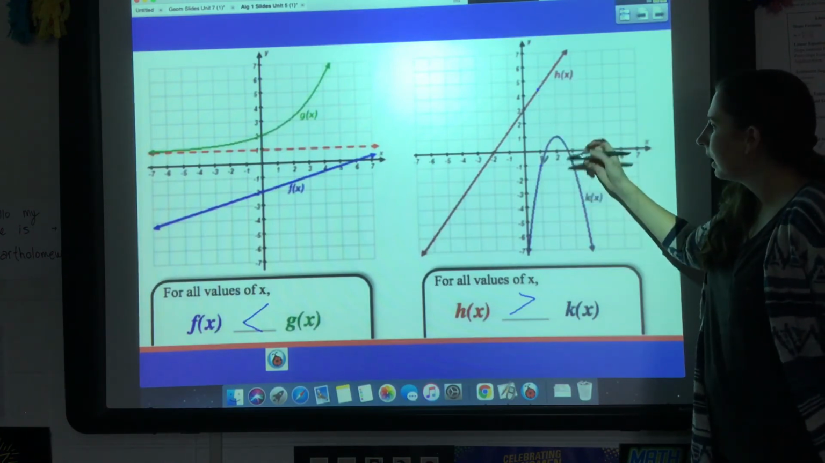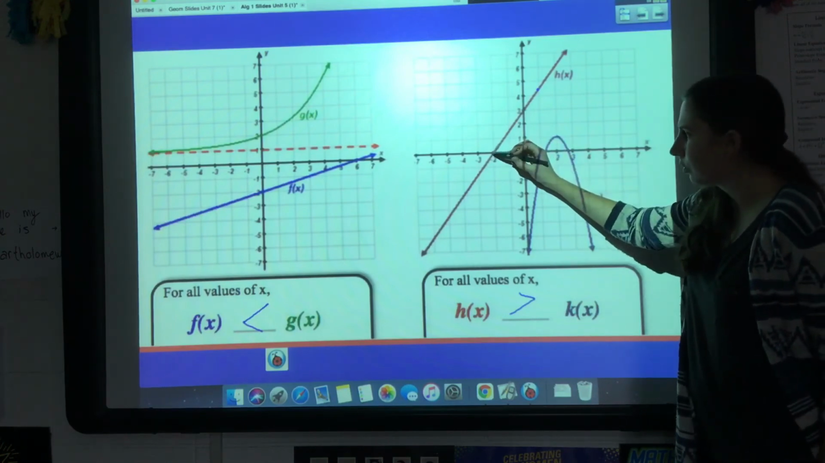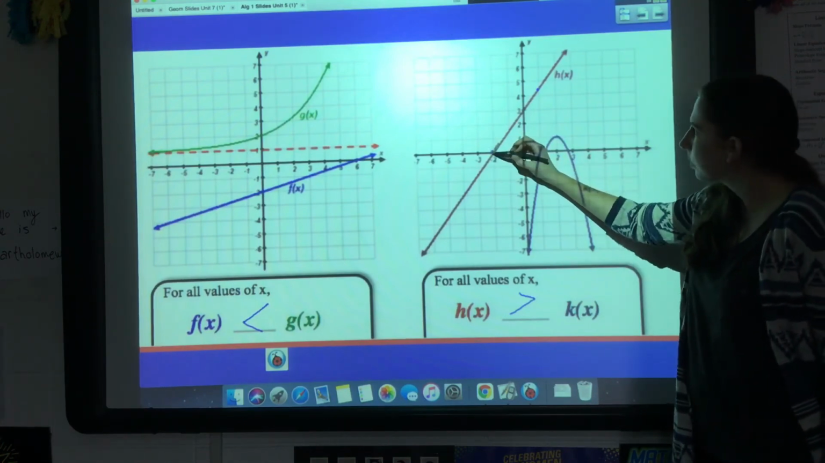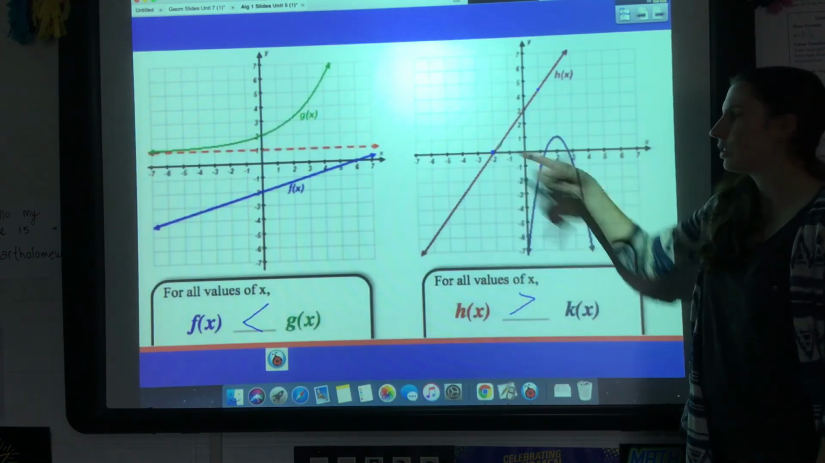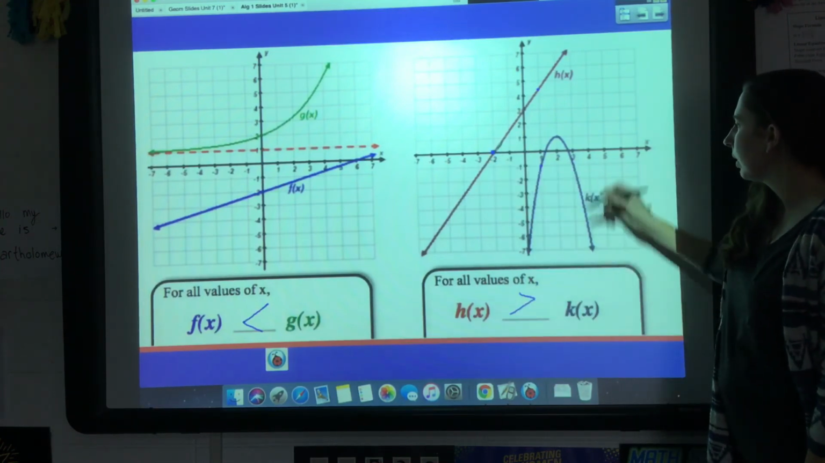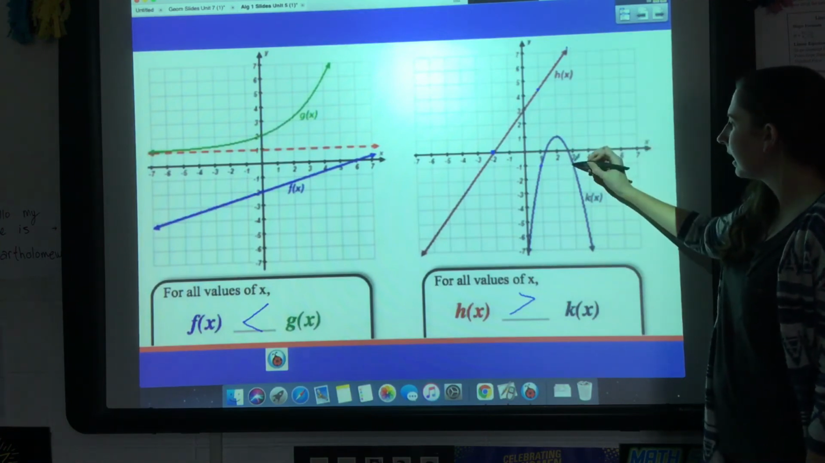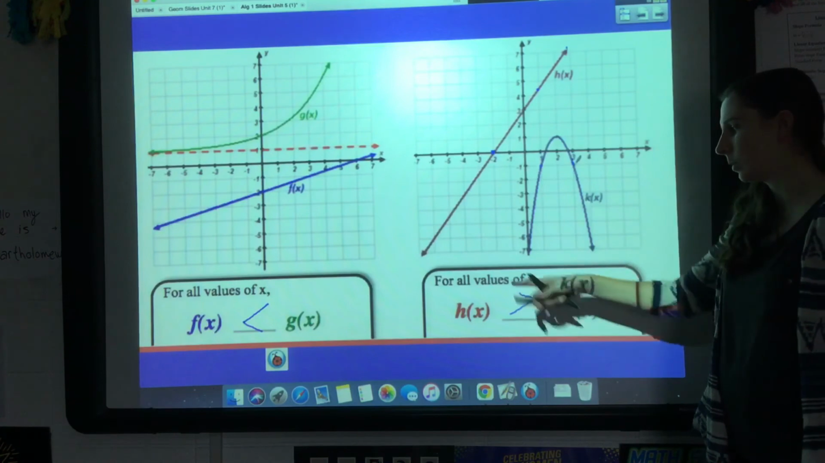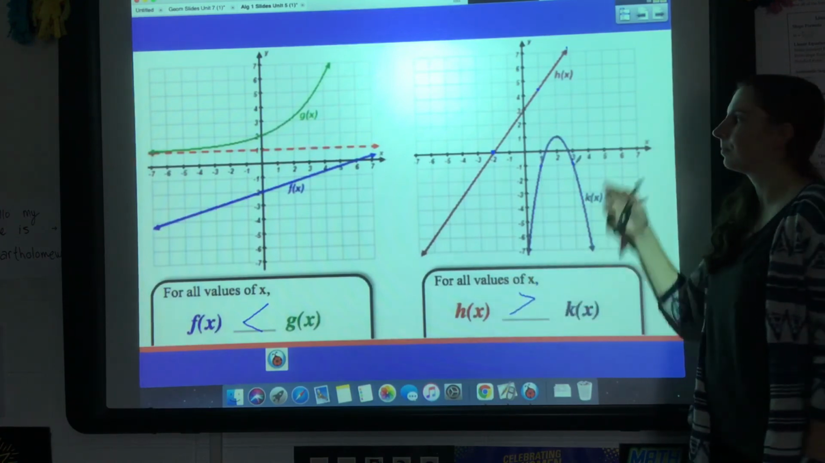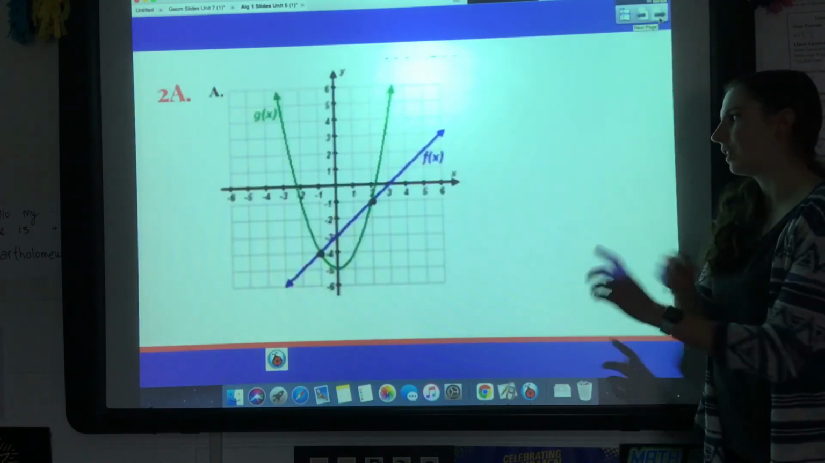Or when we're at -2, this is where h is, k would be way down here, so h is still bigger. Or when we're at 3, h is up here and k is here. So you can tell that h is bigger than k at any x value. That's what this means for all values of x. Sometimes they might flip-flop a bit.